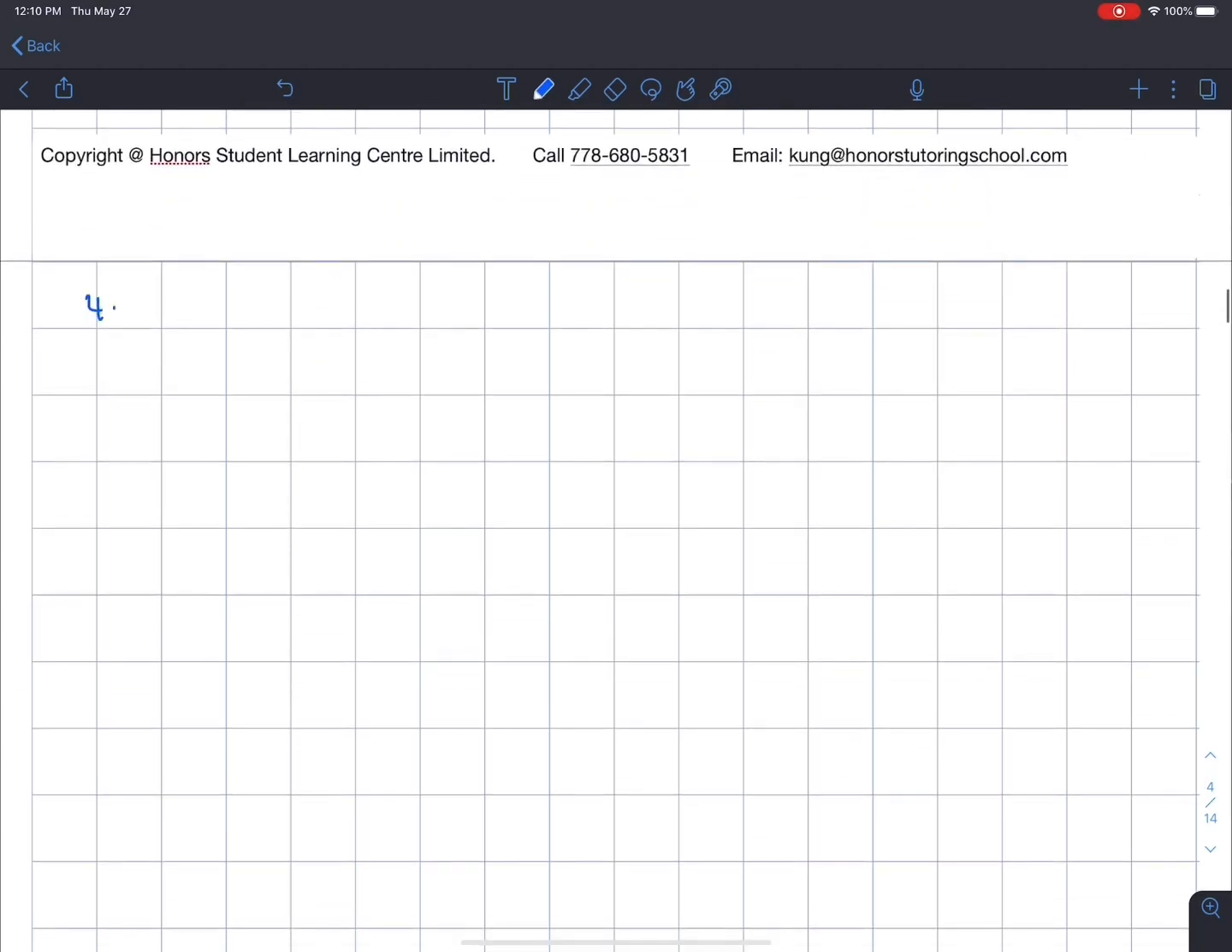4a. The square root of x equals 3. To solve for x, we can just raise both sides to the power of 2, because square and square root cross each other out. So now we are left with x equals 3 squared. So x equals 3 times 3, x equals 9. That's the answer. 9 is the answer.